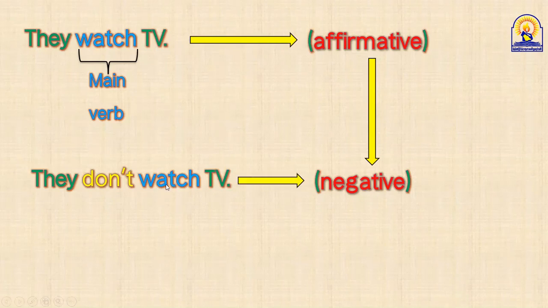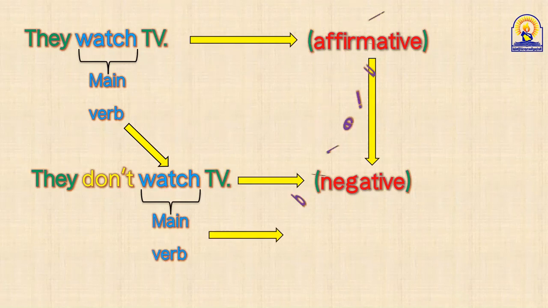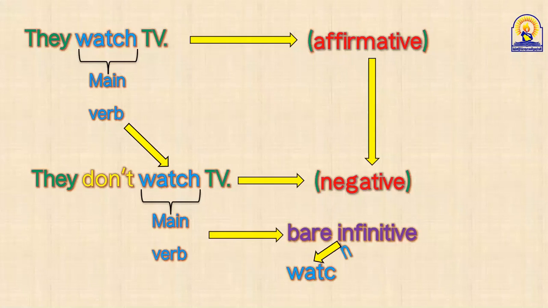As you see, this watch after don't, guys, it's the main verb, okay? And we must make sure it's watch in bare infinitive. Be careful, it must be in bare infinitive. What does it mean, bare infinitive? I mean the verb without any additions. Watch, okay. Number two, Rakan speaks English.